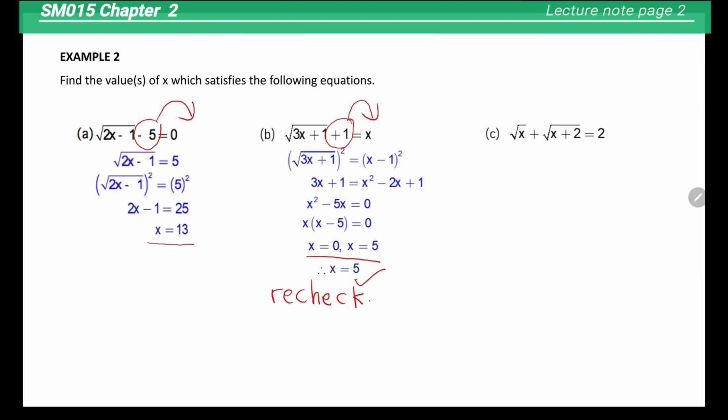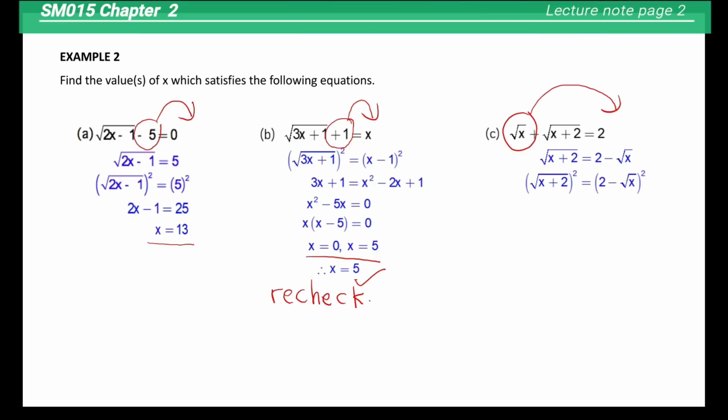Let's look at the third example that we have here. Root x plus root x plus 2 equal to 2. In this case, we have two roots. It is slightly different from the examples that we have before. So in this case, you can just move one of the roots that we have on the left hand side to the right hand side. In this case, I move the root x to the right hand side. So we'll have here root x plus 2 equal to 2 minus root x.